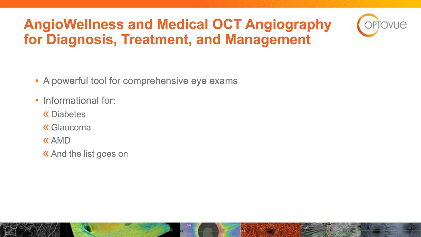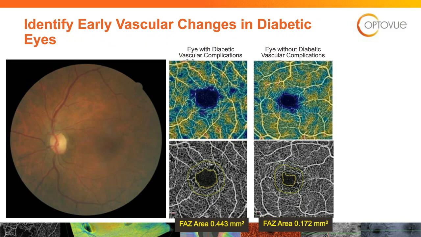So I chatted in the first part there about the angio wellness. I'm going to move a little bit into a few cases here and how we use it. On the medical side, this is when you could bill now the 92132s, 92133s, and the 92134s.